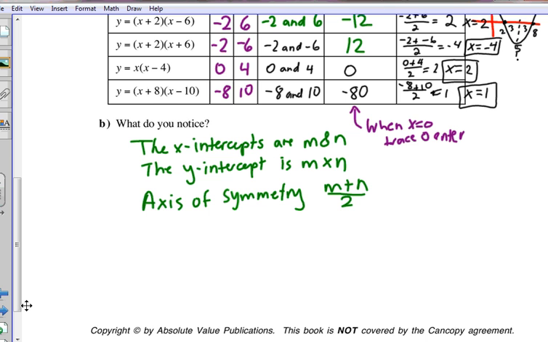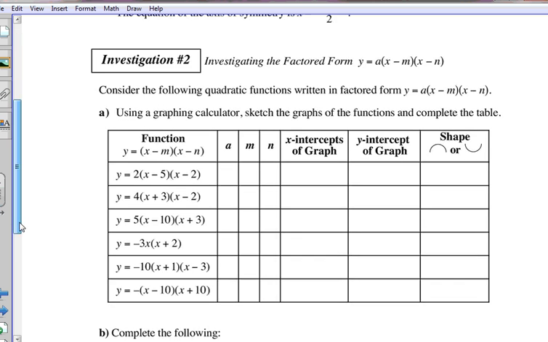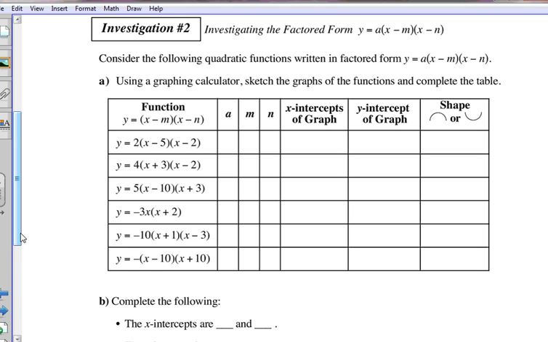Okay, turn the page over. I want you to fill in as much of that chart as you possibly can. Right now, the m's and the n's and the a's. The a is the number in front of the brackets. So we're comparing it to this formula here. Our a value is the number in front of the brackets.